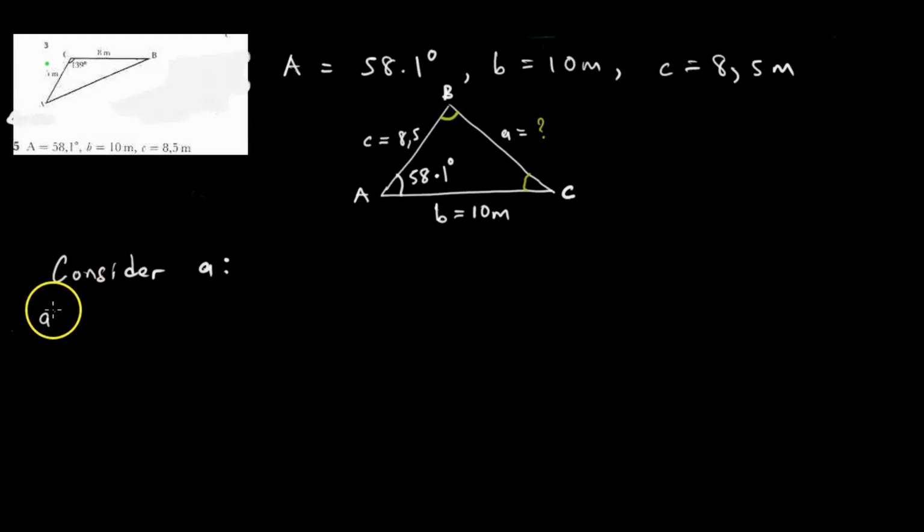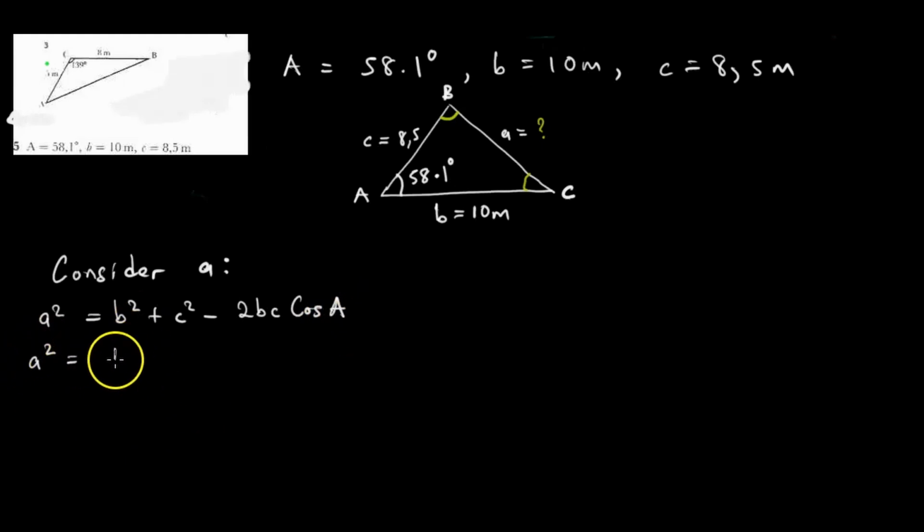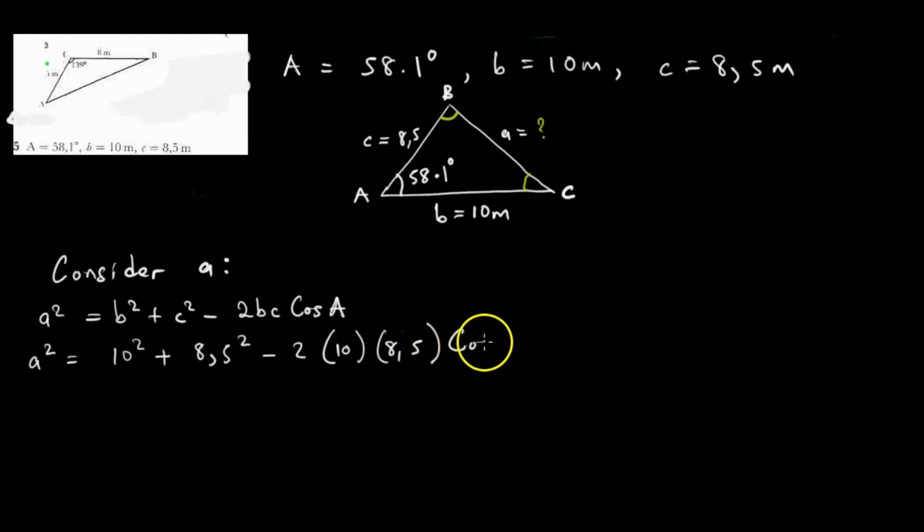And our formula is going to be a squared is equal to b squared plus c squared minus 2bc cos A. Then a squared ingeri equal to b in the 10, so it's 10 squared plus c in the 8.5, 8.5 squared subtracting 2, multiplying 10 and 8.5, the cos of 58.1 degrees. A squared is equal to chi. Let us just solve zvatokwanisa kusolva.